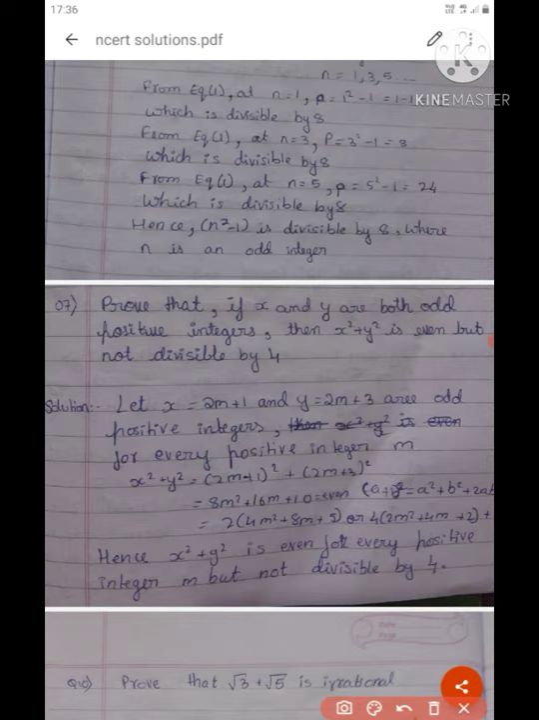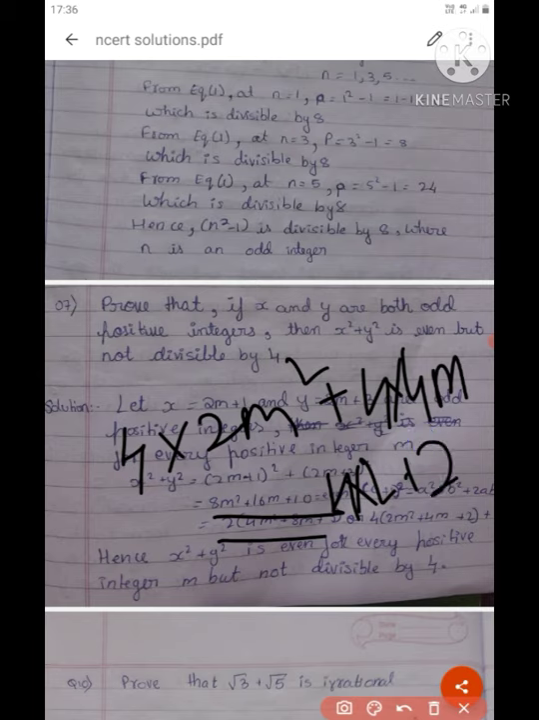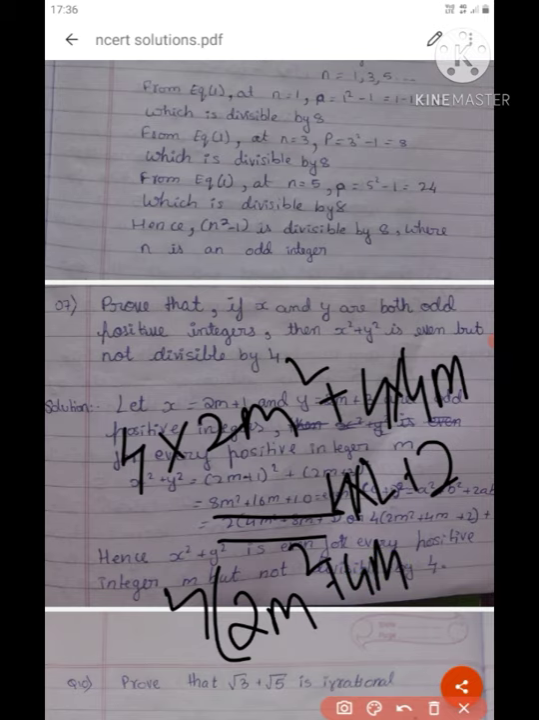Now is this divisible by 4 or no? If we take 4 to be common in this, 8m square can be written as 4 into 2m square. 16m can be written as 4 into 4m. 10 can be written as 4 into 2 plus 2. If we take 4 common, we get 2m square plus 4m plus 2, closing the bracket, plus 2.